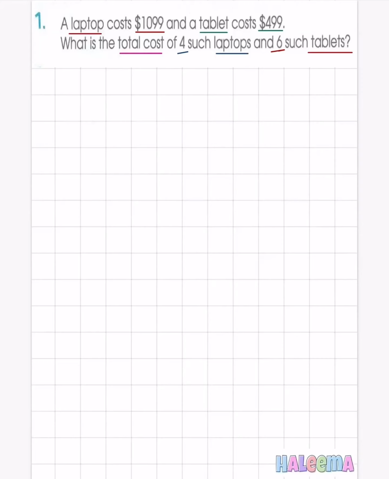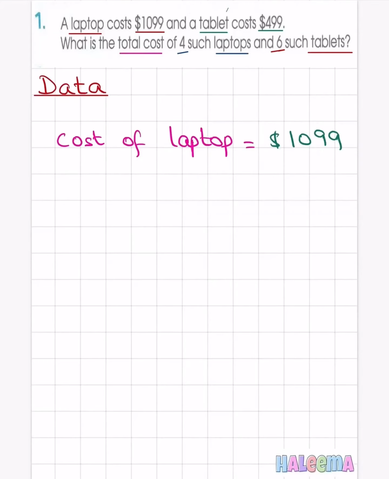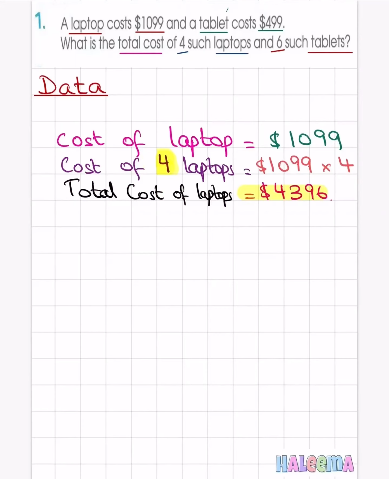Let's solve it together. We're going to start off with the data. The cost of laptop is $1,099. This information is already provided in the question. So if you see in the question, they've asked us the cost of 4 such laptops. We know the cost of one laptop is $1,099. What will be the cost of 4 such laptops? It will be $1,099 multiplied by 4, right? So our answer will be 4,396.